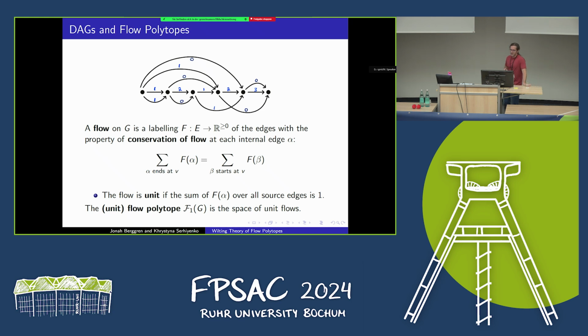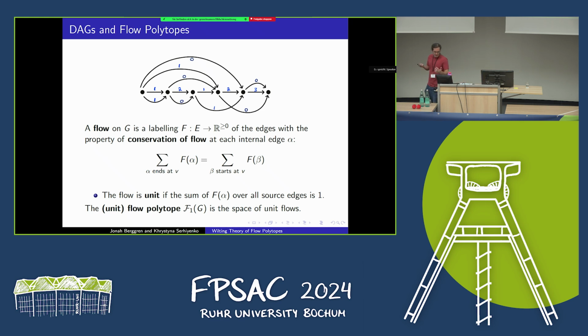And a flow should be unit, which means that if I sum up all the flow coming out of the source vertex, there should be 1 total flow. In this case, there is 3 total flow. This is not a unit flow. This is a strength 3 flow. But if I divided all of these numbers on the screen by 3, then this would be a unit flow.